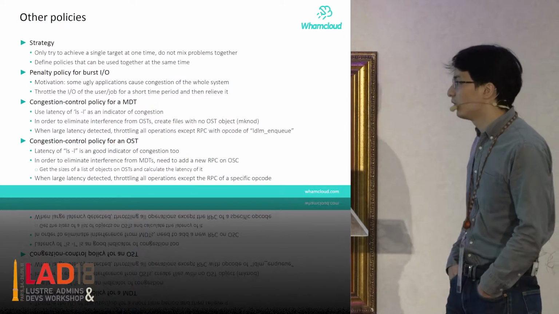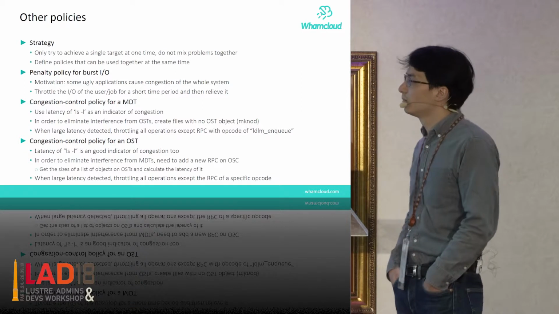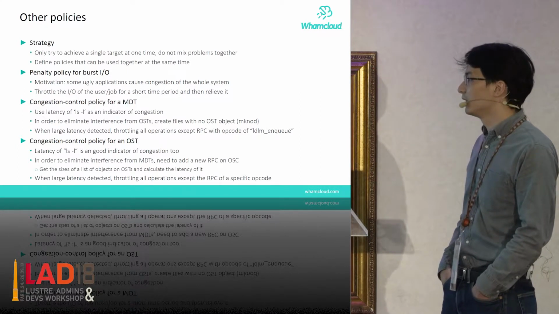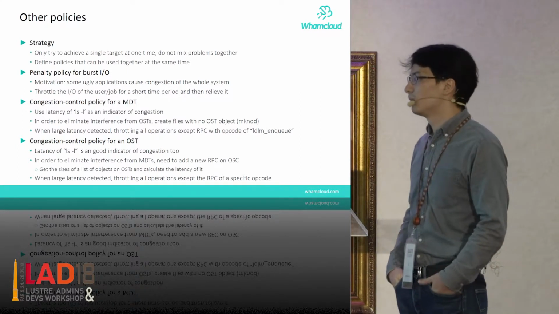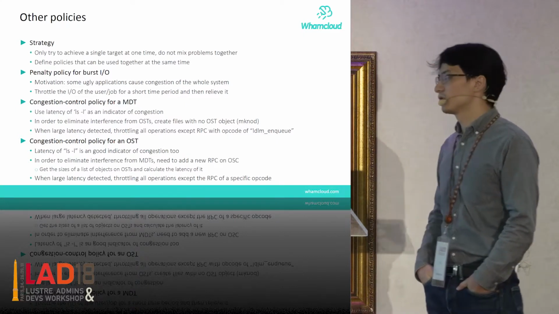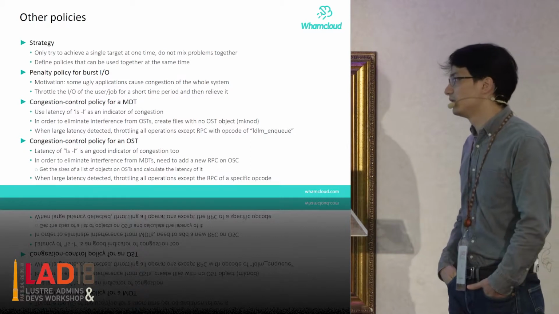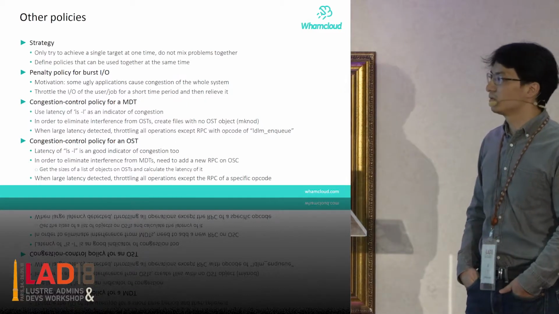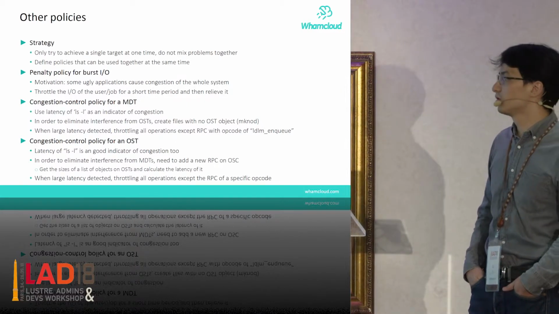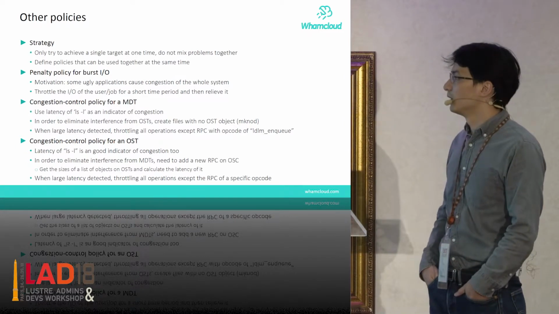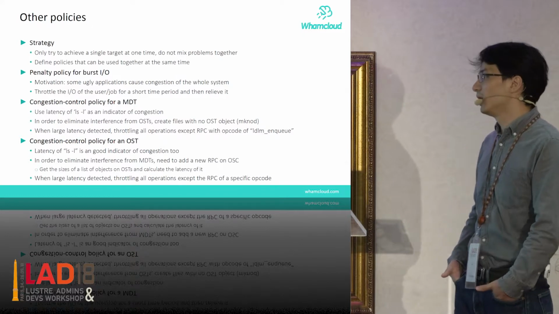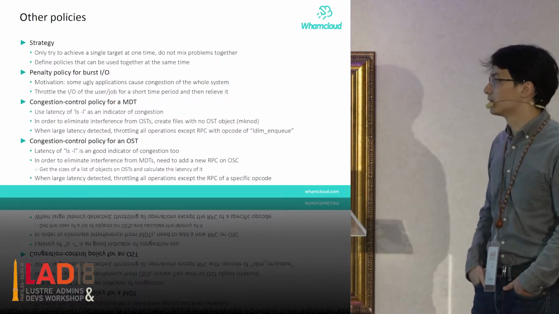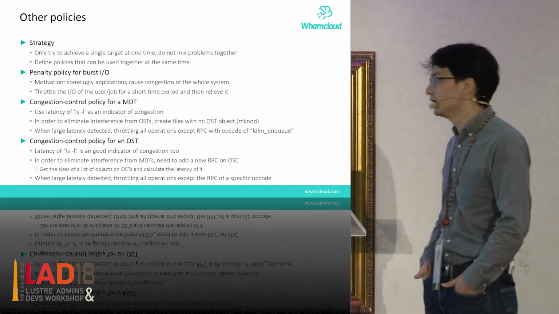So here are some potential policies. For example, we want to define a policy to make sure there will not be a lot of burst I/O. When burst I/O happens, it might cause some congestion to the whole file system, so we want to prevent that. In order to prevent that, we want to enforce some penalty for it. That means we will enforce some kind of TBF limitation on the users, and we release it after a few minutes or so.